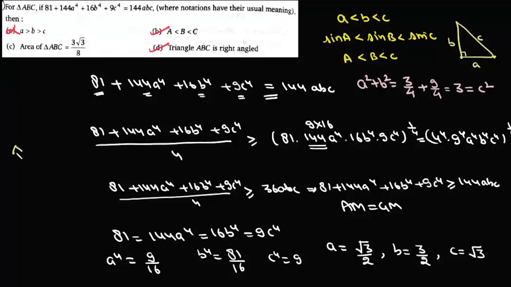Now the area of this triangle will be half ab, and this value is going to be 1 by 2, a is root 3 by 2 and b is 3 by 2. So this value is 3 root 3 divided by 8, and that's your option C. So the correct options are B, C and D.